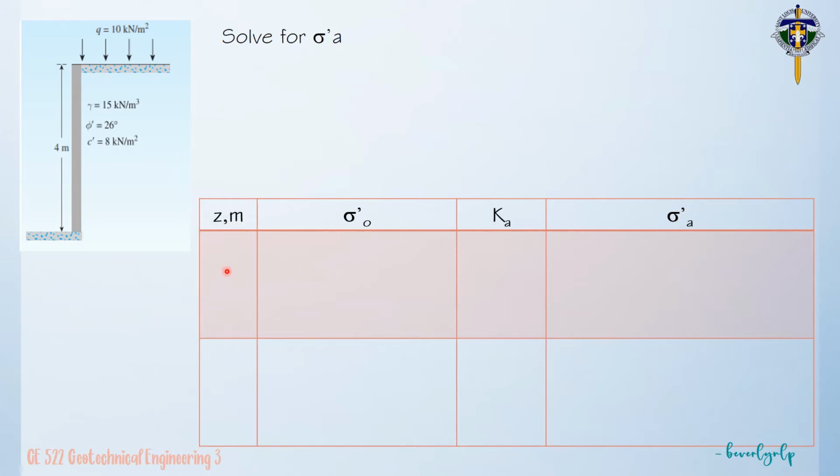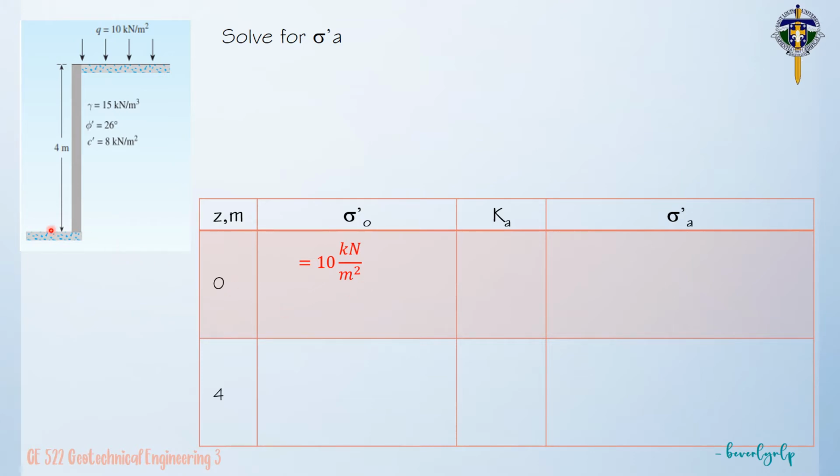So at Z equal to 0, basically it's supposed to be 0, but notice that we have the presence of a surcharge load. The introduction of this surcharge load will add a vertical stress at Z equal to 0. So that now becomes our vertical effective stress, and that is 10 kilonewton per meter squared.